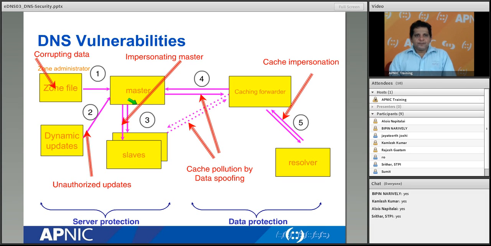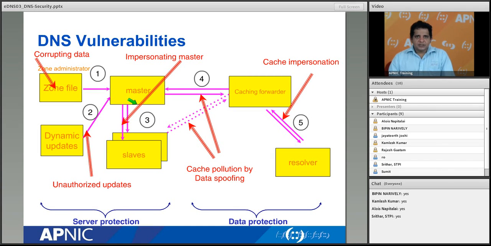If these caches are being polluted, let's say in our previous example, when the resolver asked for www.apnic.net, the recursive server gave an IP address. Now, if the recursive server has been polluted to give a wrong IP address, then instead of giving the correct IP address of the correct web server, it could be returning a wrong IP address of an unknown web server, right? So these are the things that we will have to protect.